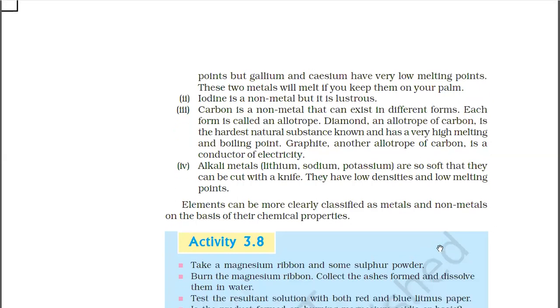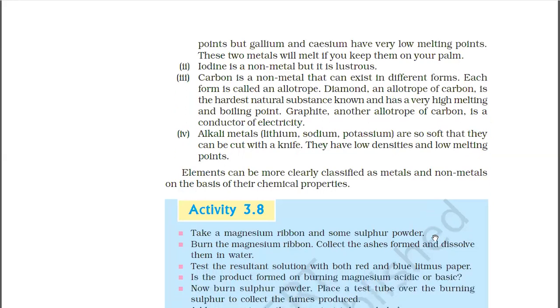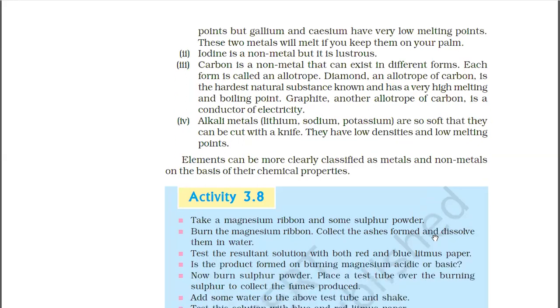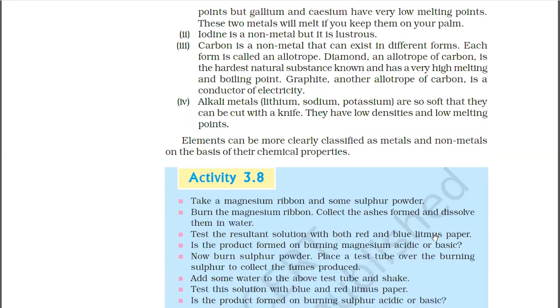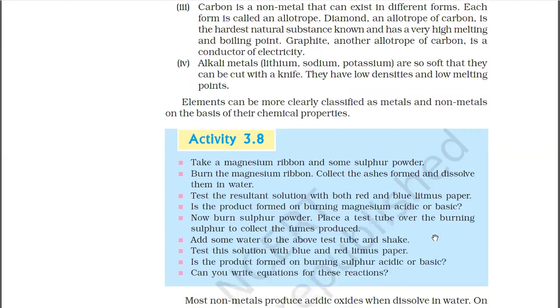Alkali metals, lithium, sodium, potassium, are so soft that they can be cut with a knife. They have low densities and low melting points. Elements can be more clearly classified as metals and nonmetals on the basis of their chemical properties.